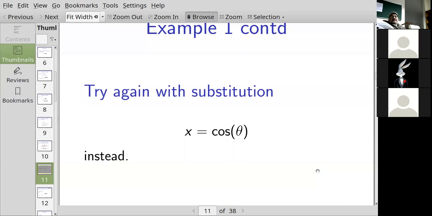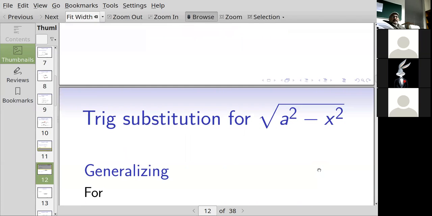As an exercise, you could try replacing this by x is equal to cos of theta and see what you get. The result may look different than the previous result, but remember there's a plus c in there, so they will only differ by a constant. Okay. All right. Now let's try generalizing this.